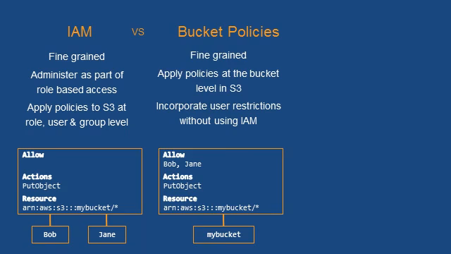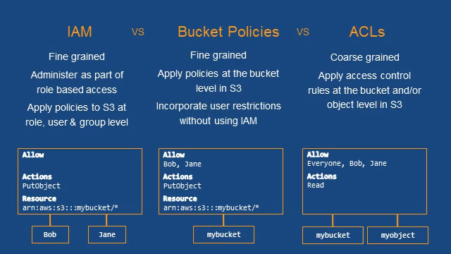And then lastly, you can have coarse-grained ACLs, which are much more simplistic and allow you to apply coarse-grained access control rules either at the bucket or object level within S3. So a bit more simplistic and controlled via the console user interface rather than via pasting in textual bucket policies, which you have to create in a text editor or type into a field in the console. So a little bit more simple.